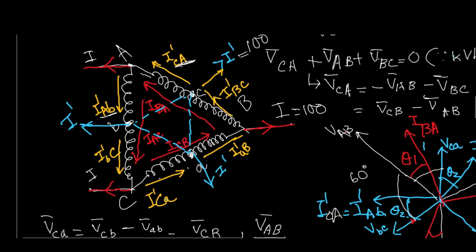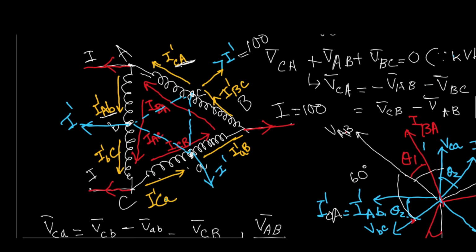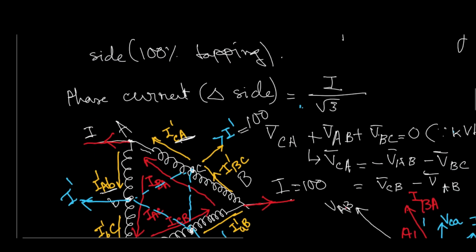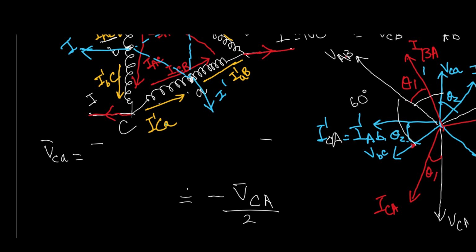Anyway, in this triangle, VCA can be written as VCB minus VAB. I also did some extra steps here. VCA magnitude-wise is half of VAC, but the way we measure VCA, these steps are actually not required. From the construction and the trigonometry, you can directly write it. Sorry, so directly we can write it.